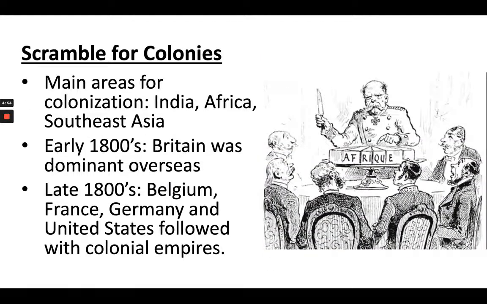So we have sort of this scramble for colonies. The main areas for colonization are India, Africa, and Southeast Asia. In the early 1800s, Britain will be really dominant overseas. By the late 1800s, Belgium, France, Germany, and the US will have joined the scene and have large colonial empires as well. So all of this stems in part from internal European rivalries. We are seeing these internal rivalries play out in non-Western territories.